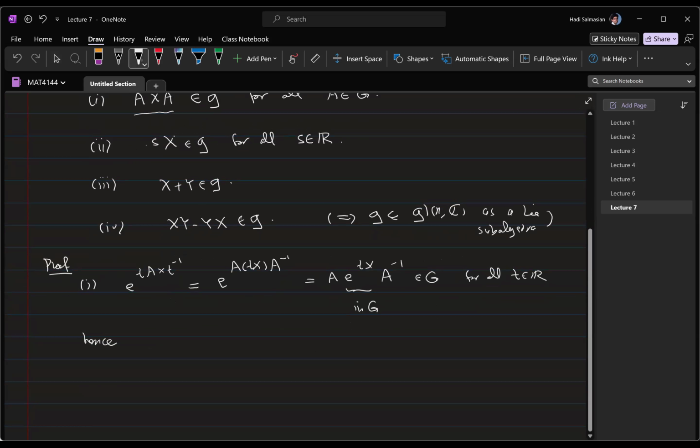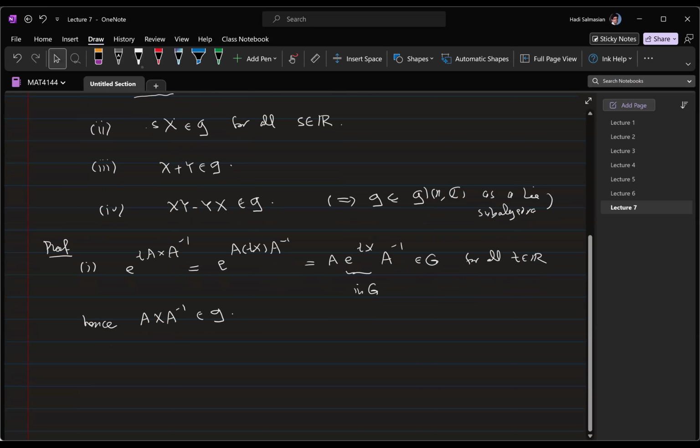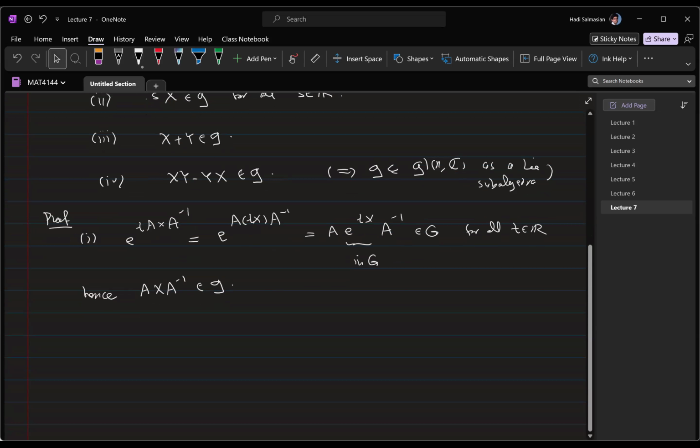Sorry, I think I wrote an a t inverse. I should have written an a inverse here. So a x a to the minus 1 will belong to G. Okay, so stability under conjugation is verified. Any questions?